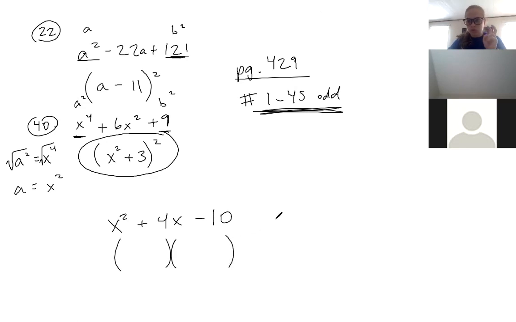factoring old school. List out your factors of 10. What numbers added together will get you a positive 4. Those are your two factors right there.